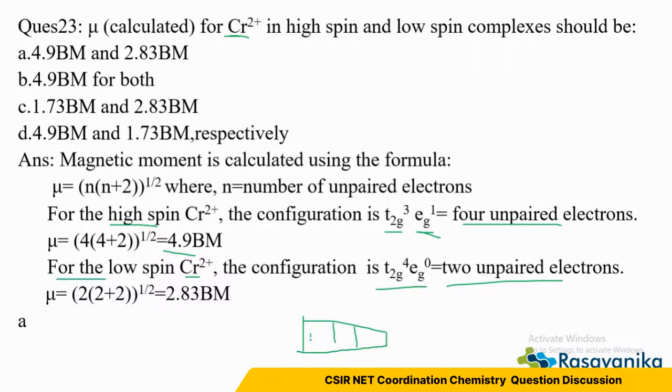1 electron is present. T2g4, right? Two unpaired electrons are there. So these two are other unpaired electrons. So if we calculate the magnetic moment, root under 2 plus 2, that will be 2.83, right? So the answer will be 4.9 Bohr magneton and 2.83 Bohr magneton respectively for the high spin and the low spin complexes.